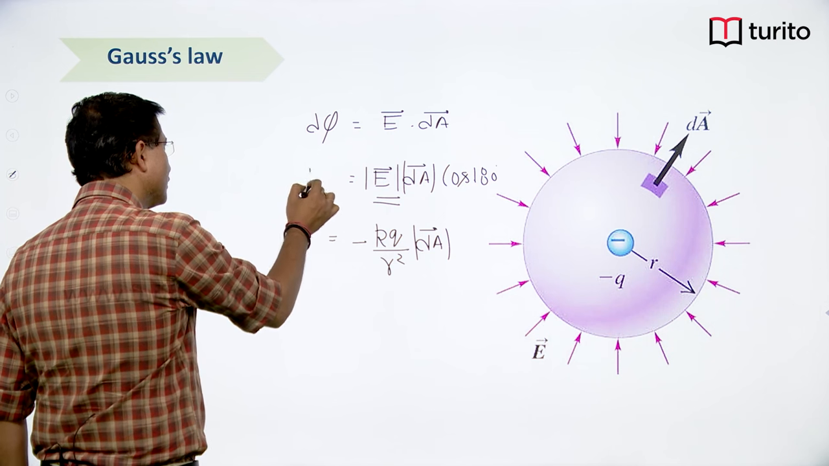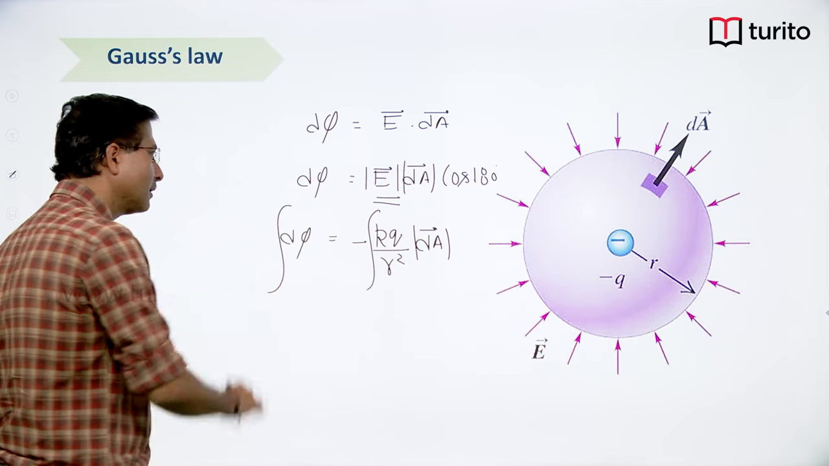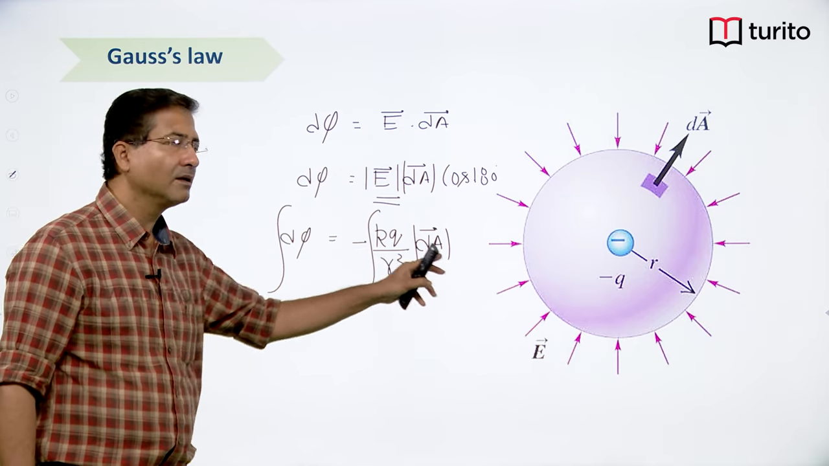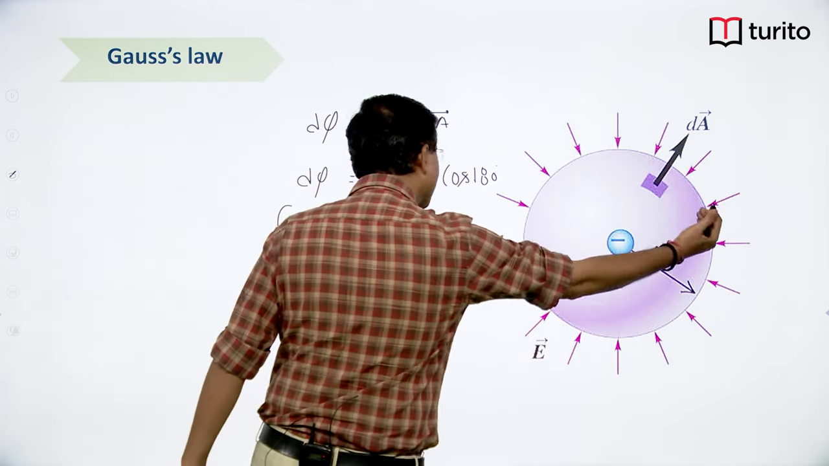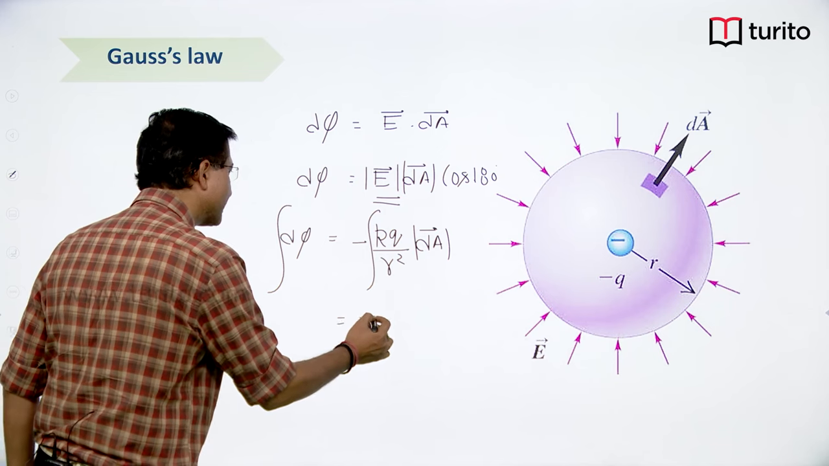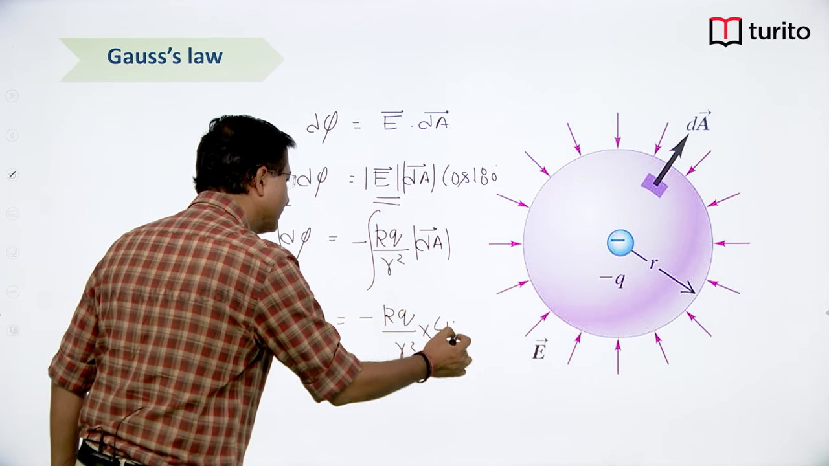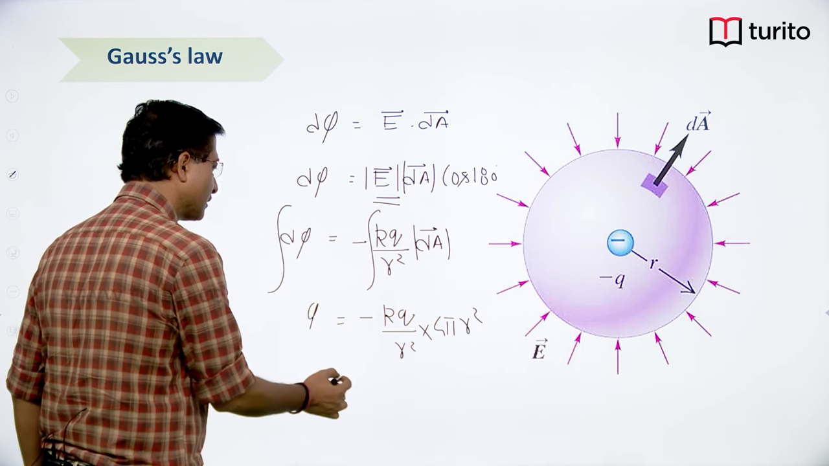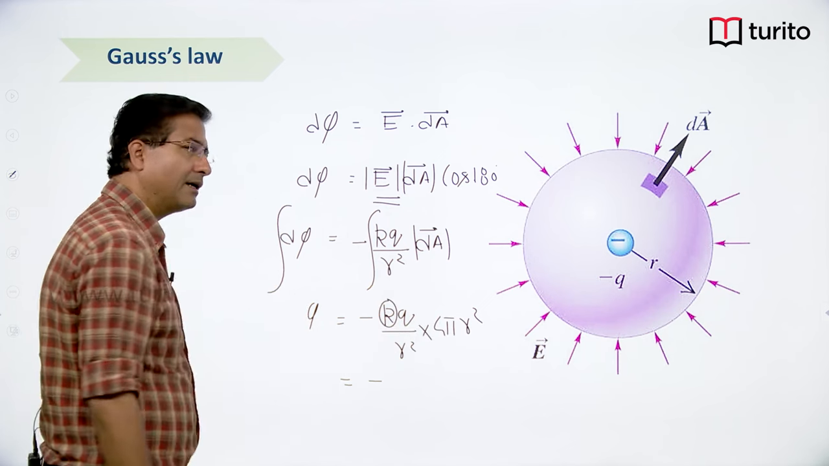So to get the total flux, I'll integrate. As all are constant, I can take these constants out, and I just need to integrate the area. The surface area of a sphere is 4 pi r square. So I can write minus kq divided by r square into 4 pi r square, right? So minus, this k is 1 upon 4 pi epsilon naught.